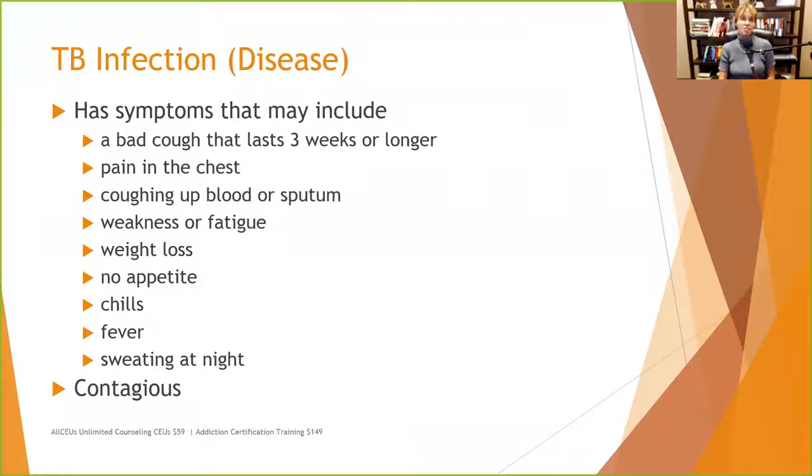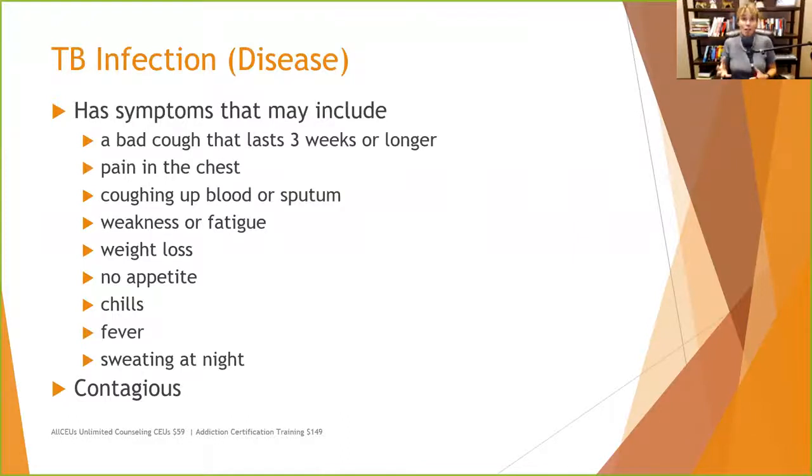TB infection, or TB disease as it's called, has symptoms that may include a bad cough that lasts 3 weeks or longer. Now, I've got allergies, for example, and I cough a little bit pretty much all the time. It's a little tickle in my throat. It's not a coughing, hacking, pain in the chest, coughing up blood or sputum. Those are the things we're going to be looking for.